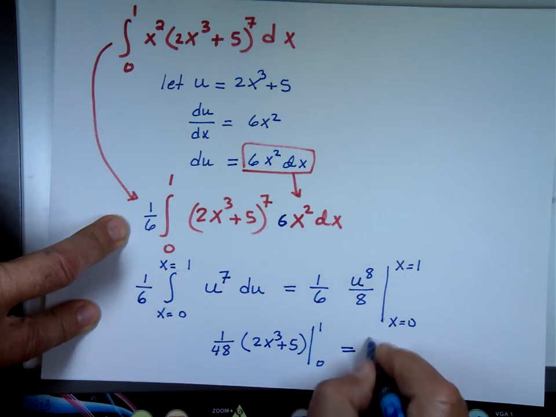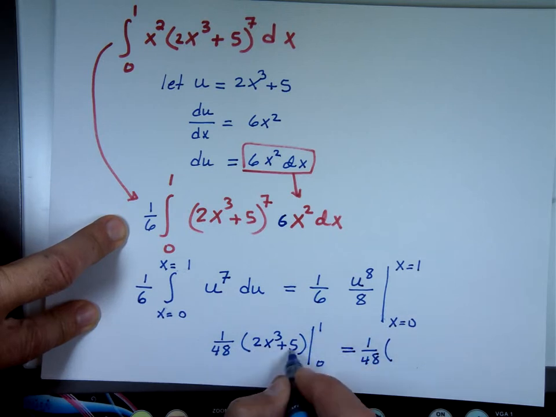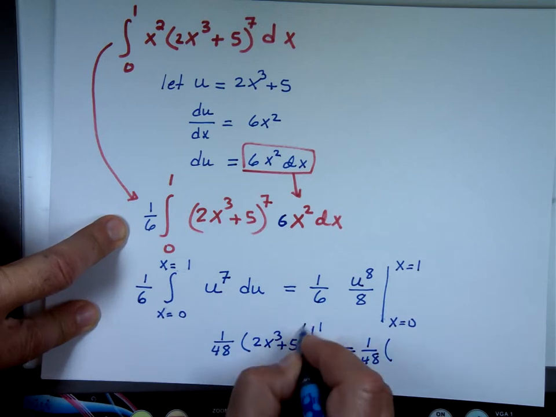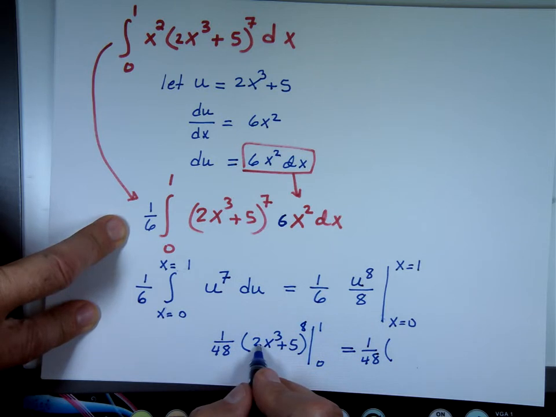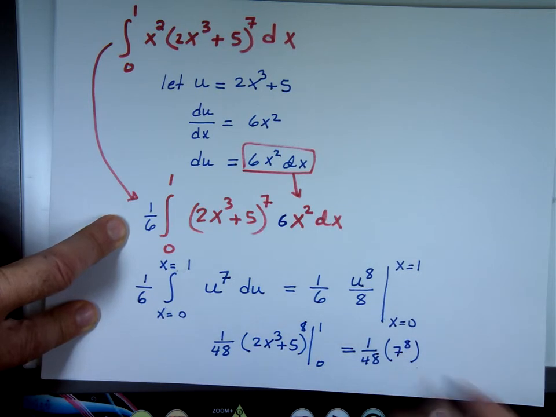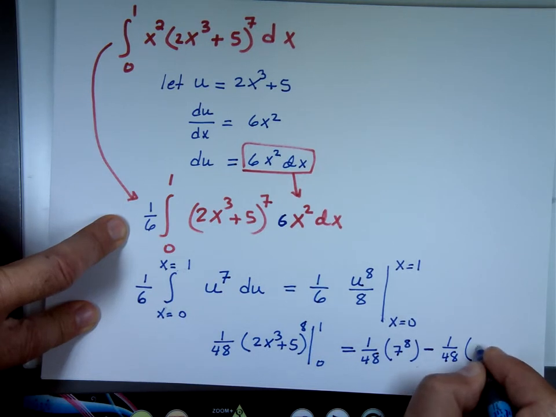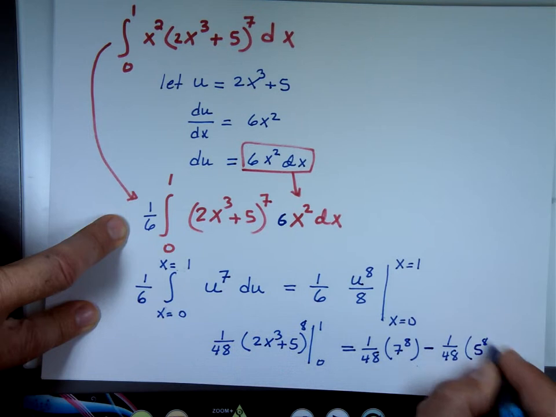1 over 48. The upper limit when x is 1, is that a 7? Oh, I forgot the 8th here. Yep. This will be what, 7? I'll just leave it 7 to the 8th. That's a big number. Minus 1 over 48. When x is 0, what do we have? 5 to the 8th. And whatever these numbers are.